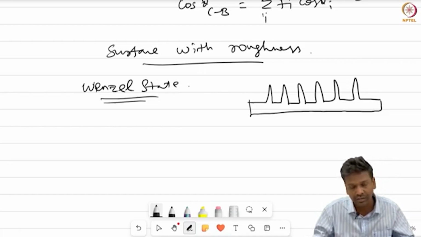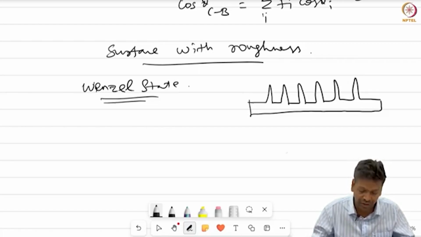It is because this interfacial area is more significant than with the smooth surface, right? On the other hand, if the surface is originally hydrophobic, the roughness makes the surface more hydrophobic than the previous case. So that's what we need to understand whenever we deal with surfaces with roughness.